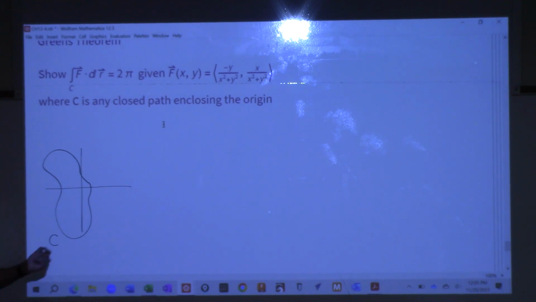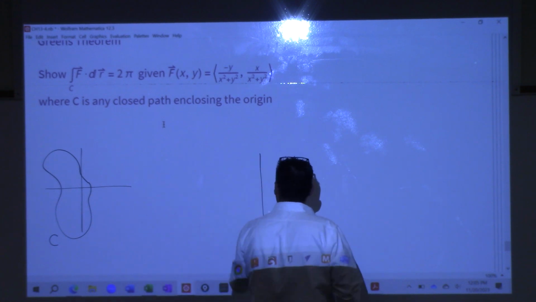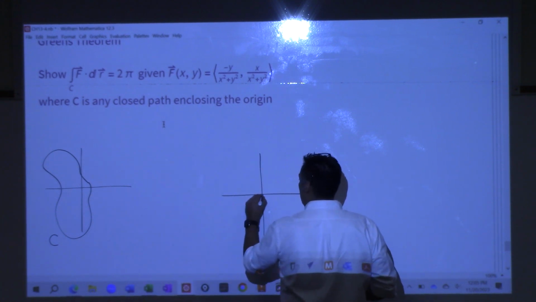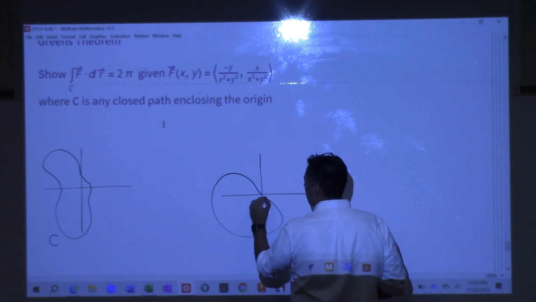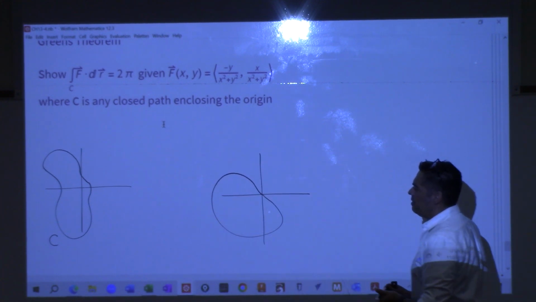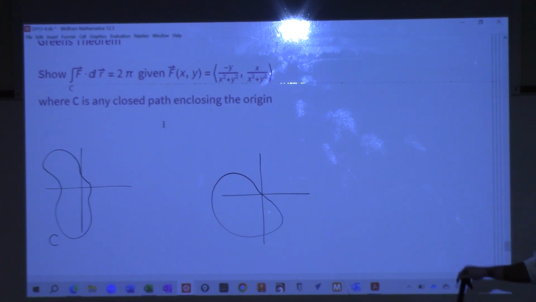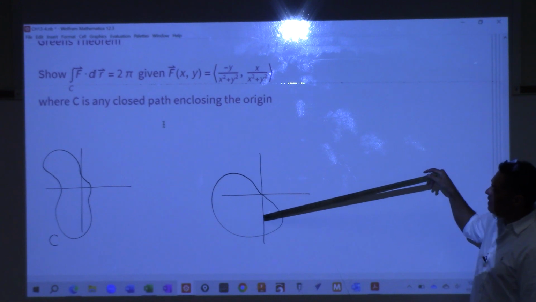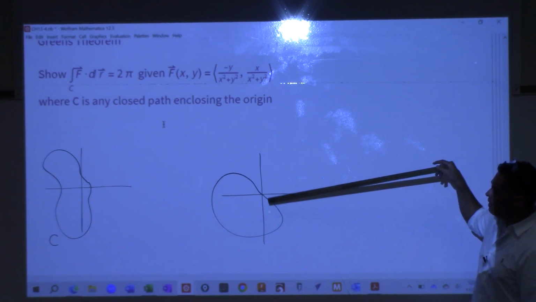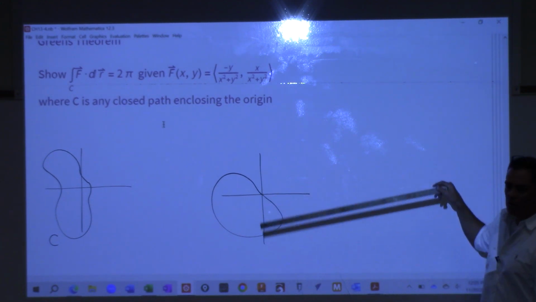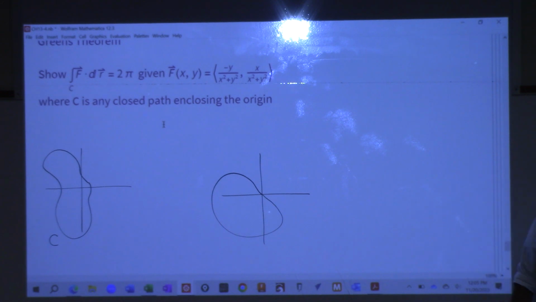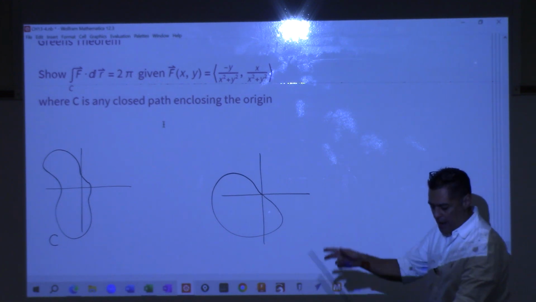Now, just to rule this out, if this is the origin, and I draw a path that crosses through it, do we say that that contains the origin? Do you think that means we've enclosed the origin if the origin is actually on the boundary of the curve? No. By definition, enclosed means that the origin has to be inside, not on the boundary. I just want to make sure we rule that out.